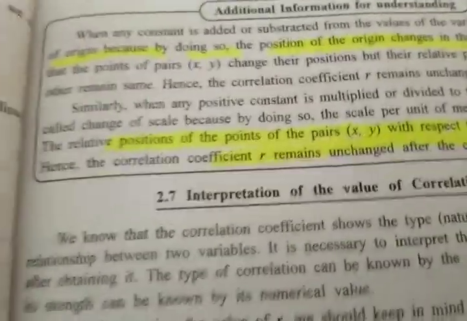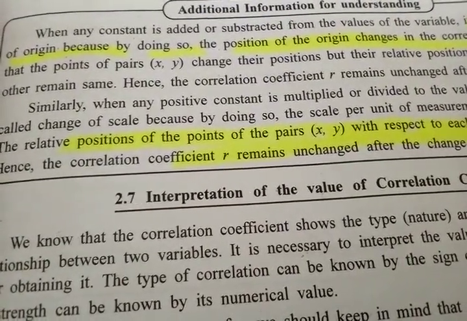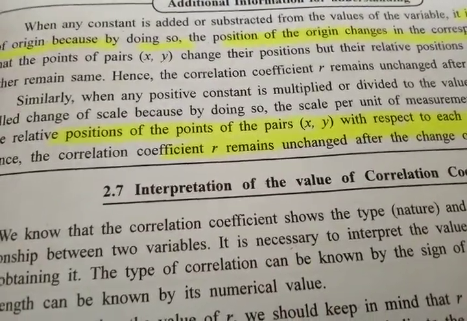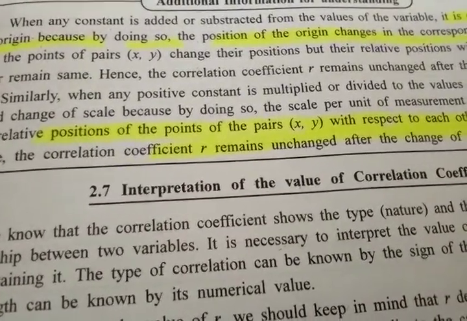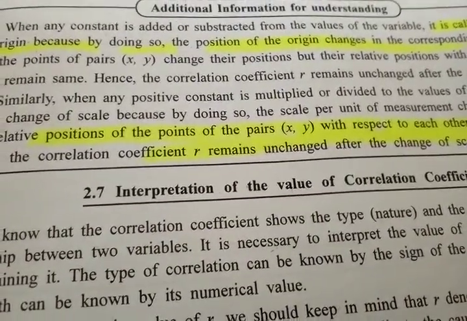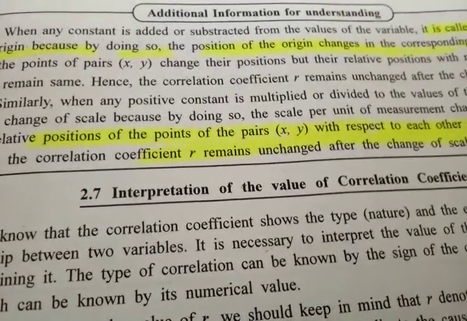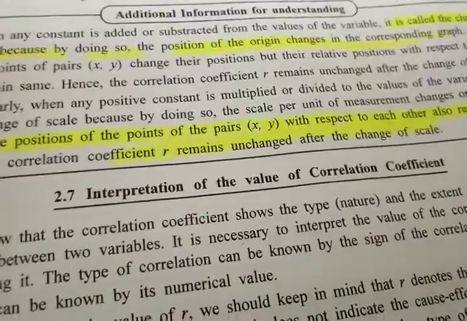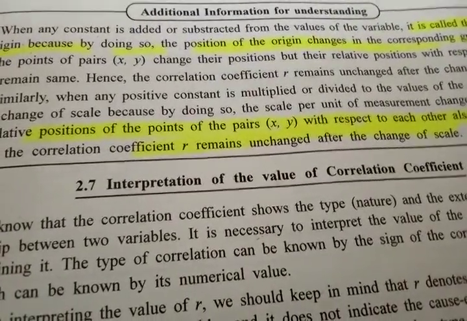Then when we talk about change of scale, what does it mean? We divide or multiply the variables x and y. In that case, there is change of scale. Okay, so when x is multiplied by a particular number, suppose 10, then we can say there is change of scale. Or if 100 is divided by 10, then also there is a change of scale. That way, multiplication and division. Even if this happens, there is no change in the value of r.